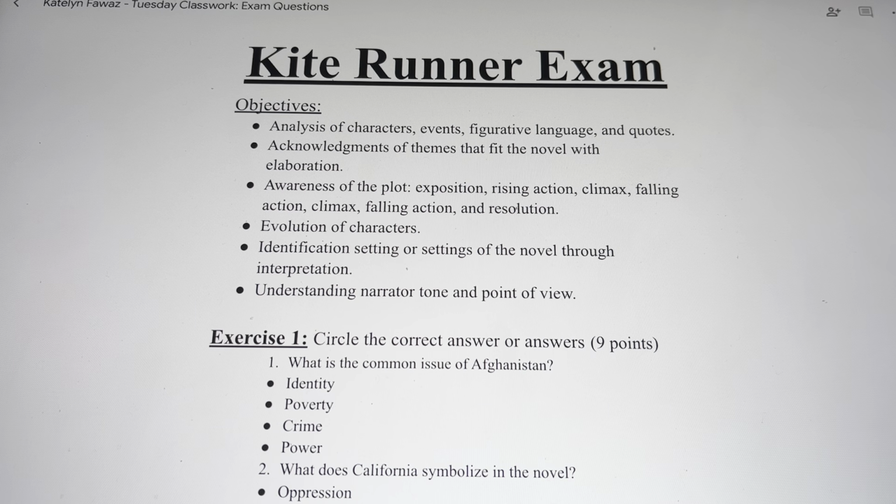So these are the objectives. Basically that's what I expect myself to know after I read a novel. The analysis of characters: how is this character, how can you describe them, why can you describe them that way, when did they demonstrate this specific character trait. And then you have the events that took place. Of course, you have to know what happened. That's the most basic thing.